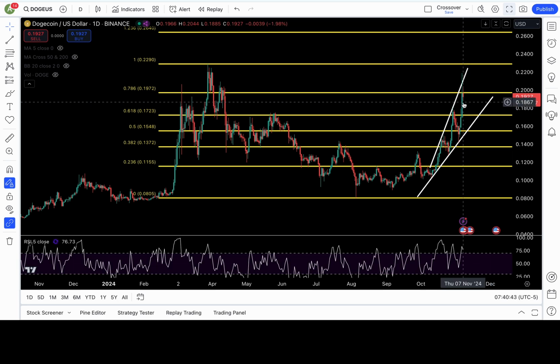I do have some support level at 0.1885, and support at 0.1723. Both those support levels must fail if it's time to short. Okay, but yeah, above 0.197, I'd be bullish.